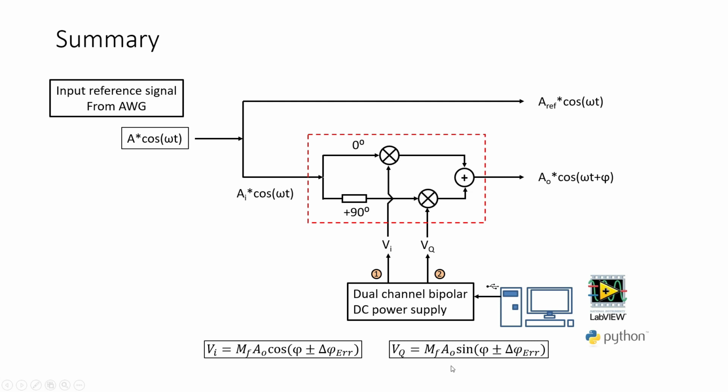on this equation, which is obtained using the output amplitude A0 and phase phi of the output wave, which is calculated by the LabVIEW program running on this computer, and gives it as input to the DC power supply. Finally, the mixed signals are added using an RF combiner that gives rise to the required output wave of amplitude A0 and phase phi. Thank you.